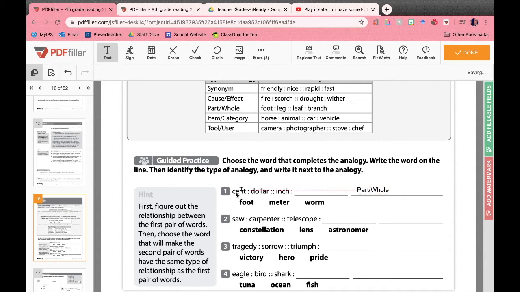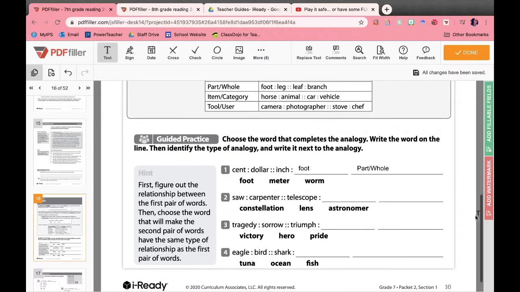Now, if a cent is a part of a dollar, what is an inch a part of? Out of these three words. A foot. Right. So, these are pretty easy, I think. So, let's move on to the next one.